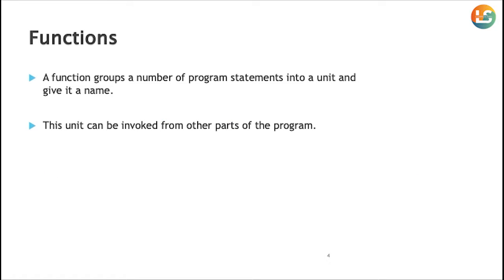A function groups a number of program statements into a unit and gives it a name. This unit can be invoked from other parts of the program. So a function is nothing else but grouping some instructions into one place, into a unit, and giving it a name. For example, in our program we have different functionalities like addition, subtraction, multiplication, division. If we want to separate these functionalities, we can put them into different functions, like addition into an addition function, subtraction into a subtraction function, and so on. And then we can call or invoke these functions from different parts of the program whenever and wherever it is required.